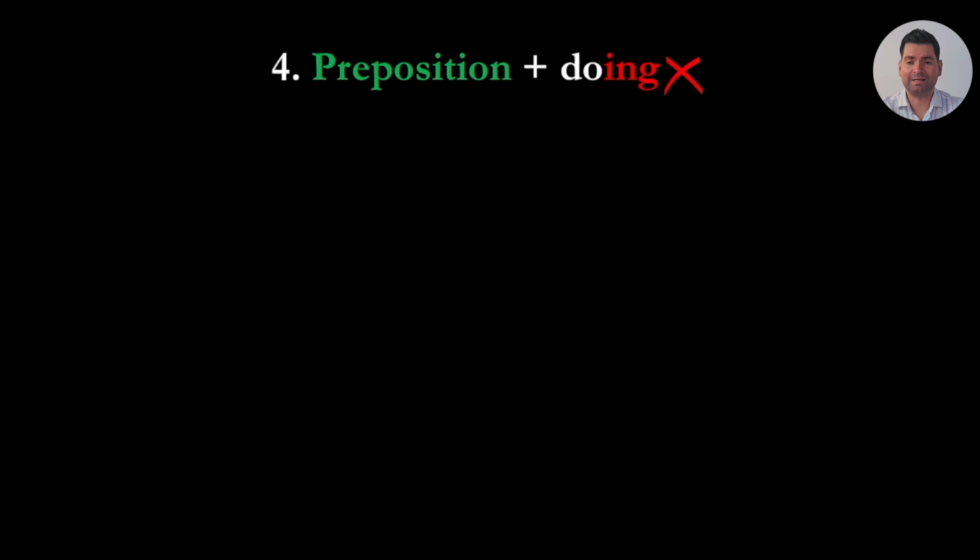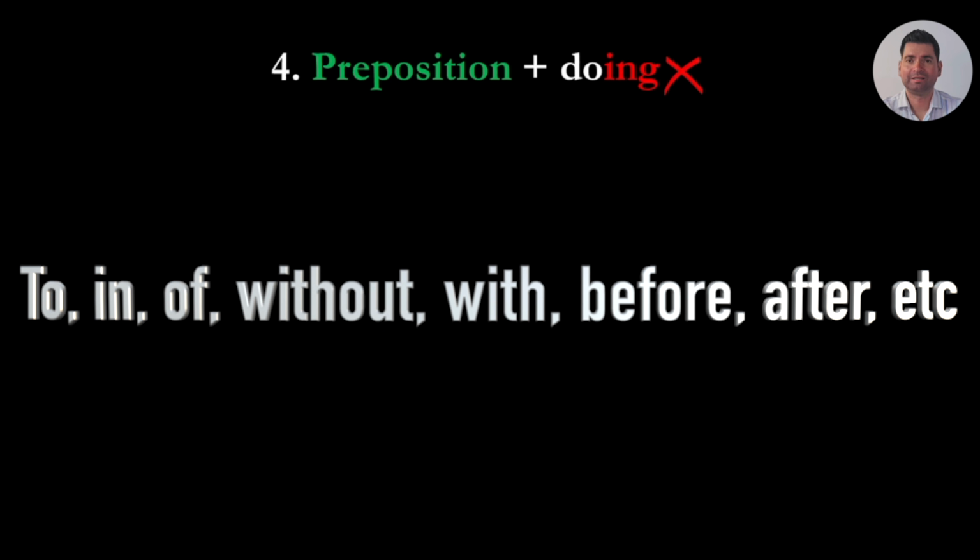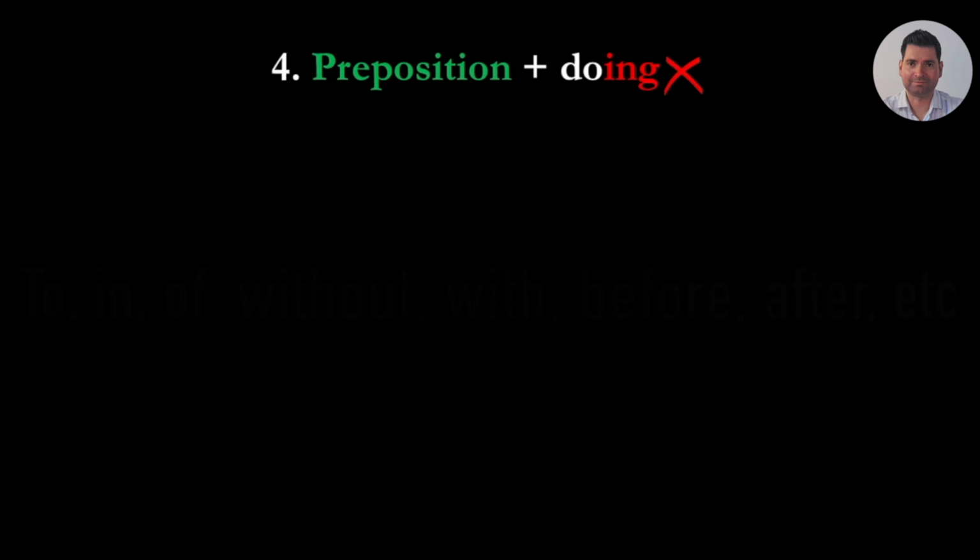Number 4, preposition plus an ing verb. Here, we don't translate ing to ANDO y ENDO. Here, ing will be translated to something completely different. A preposition is a word such as to, in, of, without, with, before, after, etc. It is very important to understand your own language when you are trying to learn, especially your second language. The second language is the most difficult one to learn. The third one is going to be easier than the second one, and so forth. Let's practice with some examples.